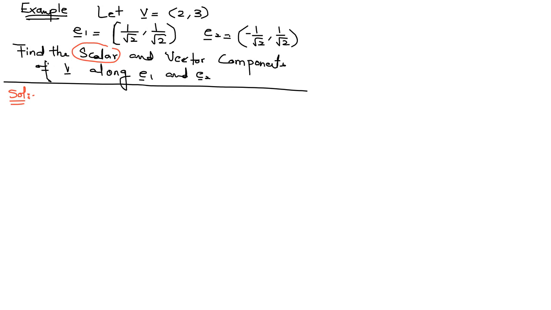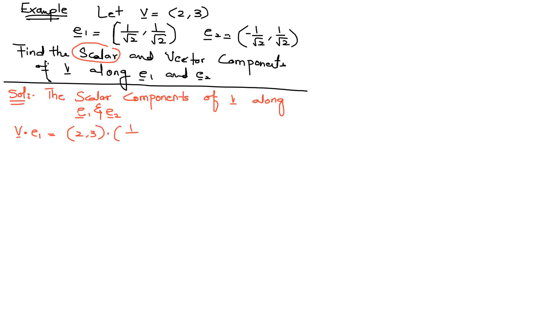First, discuss the scalar component. Okay, the scalar components of V along E1 and E2 are like this one. That is, vector V dot E1. Vector V is (2, 3). You have to take the dot product with E1, which is (1 divided by square root of 2, 1 divided by square root of 2).